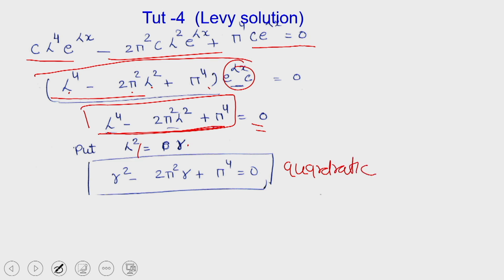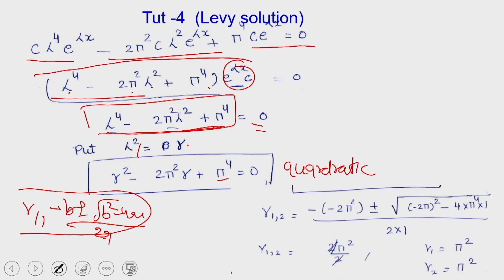So, everyone knows that the roots of a quadratic equation are minus b plus minus square root of b square minus 4ac, upon 2a, where a is the coefficient of r square, b is the coefficient of r, and c is the constant term. So, in this way one can evaluate. So, I am writing that r1, 2 is nothing but minus b plus minus square root of b square minus 4ac.